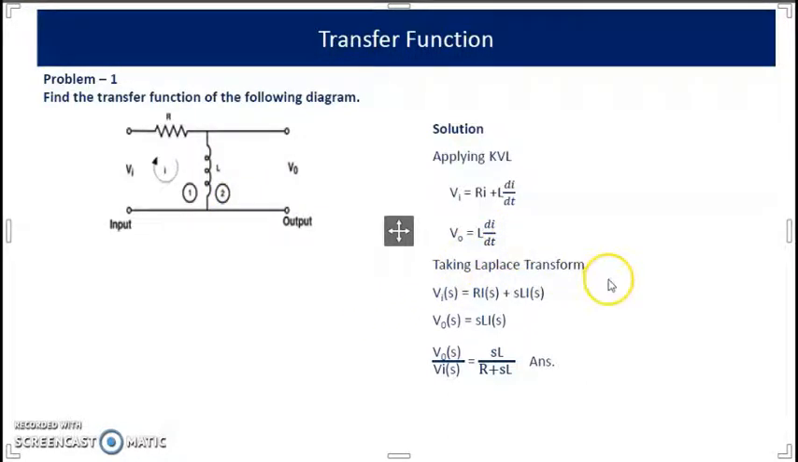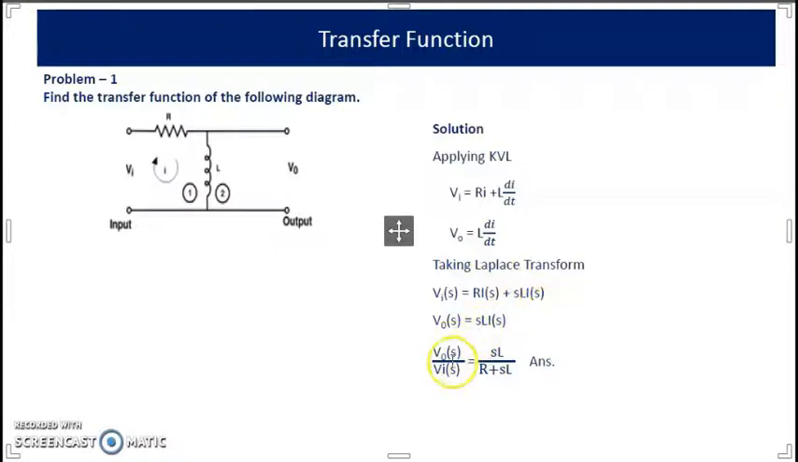Now, take the Laplace transform of these two equations. So, Vi of s is equal to R I of s plus s L I of s. Here, we have to apply the differentiation theorem and we are assuming all the initial conditions as 0. Similarly, V0 of s is equal to s L I of s.